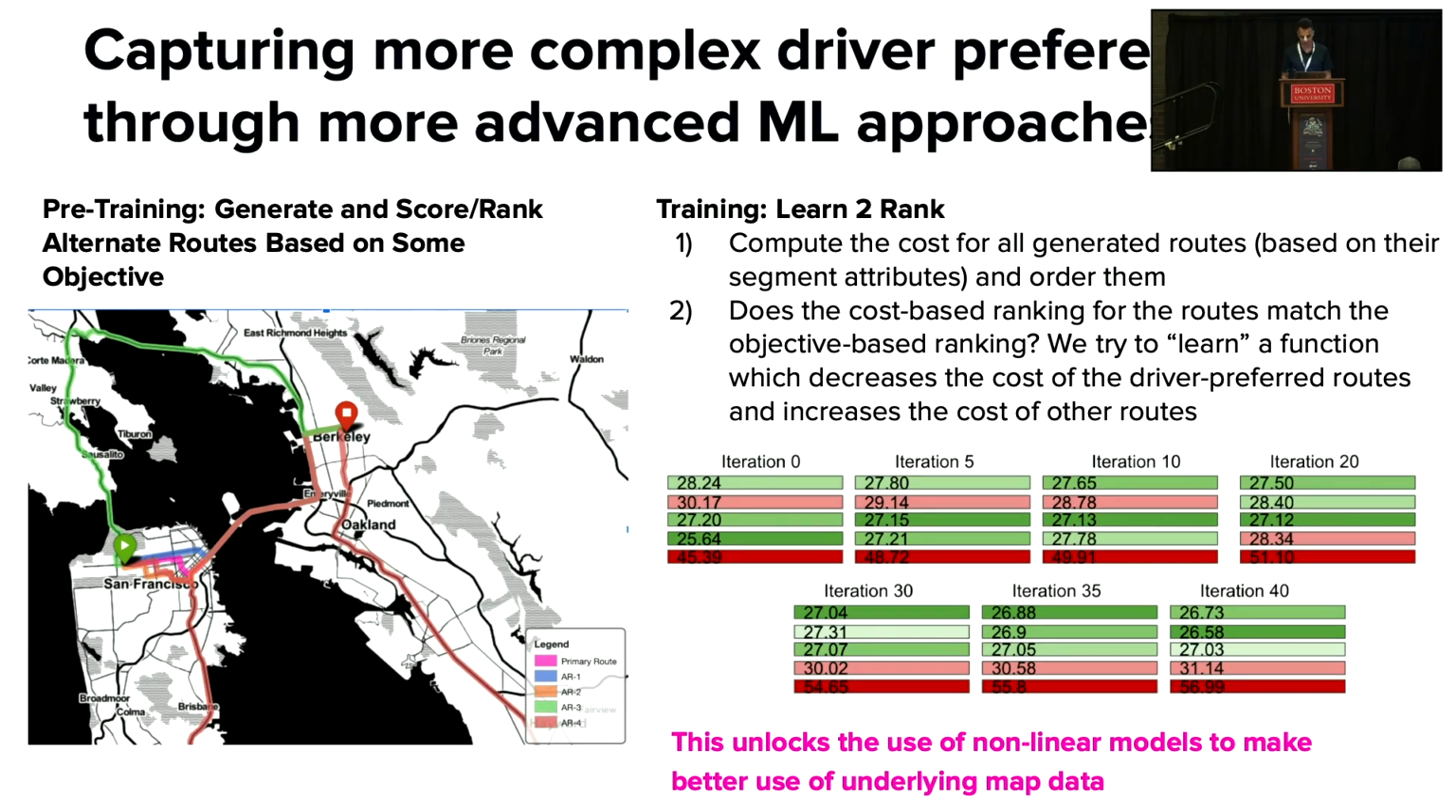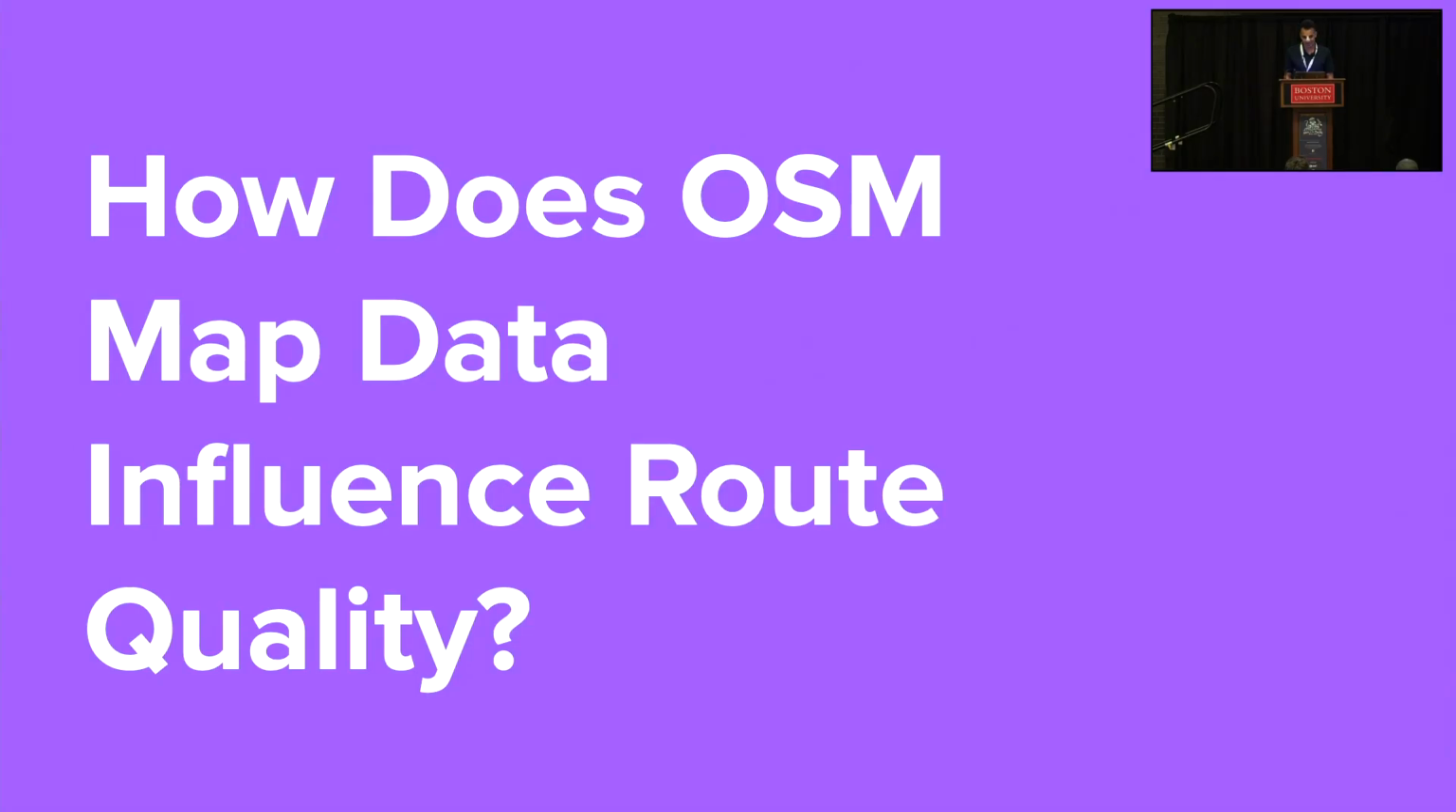But as we run this procedure, we're able to switch around the costs of the routes so that it more closely matches the ranking. And this allows us to use nonlinear models, basically all standard machine learning techniques, which we couldn't use beforehand. So that's where we're at.